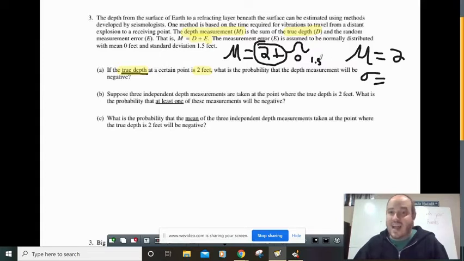So we do not add the 2 to the 1.5. The standard deviation here will just stay 1.5. So this was an incredibly confusing setup question. It essentially told you that the depth measurement was made up of 2 variables, but it told you that one variable was normally distributed with a mean of 0 and standard deviation of 1.5.